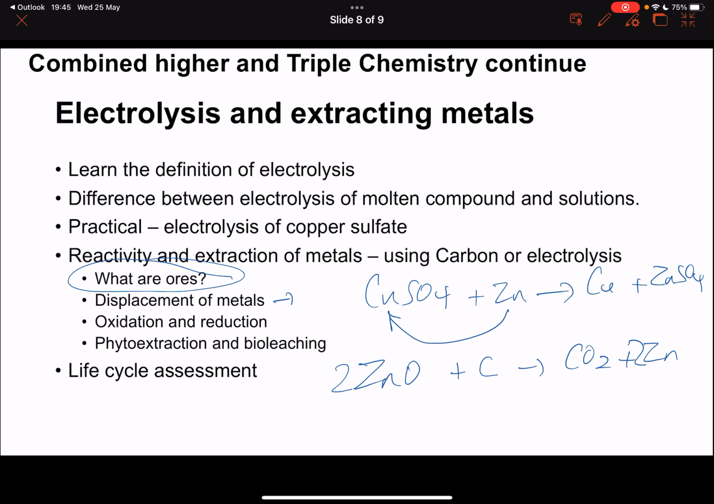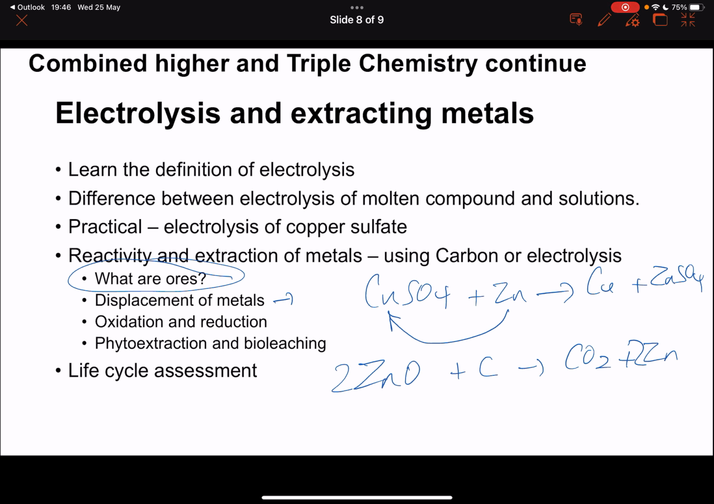Bioleaching is where bacteria grown on a low-grade ore produce what we call a leachate solution, and then the copper can be extracted from there. Both methods are slow, but the advantage is they don't produce sulfur dioxide, and they don't damage the landscape in terms of mining and so on.